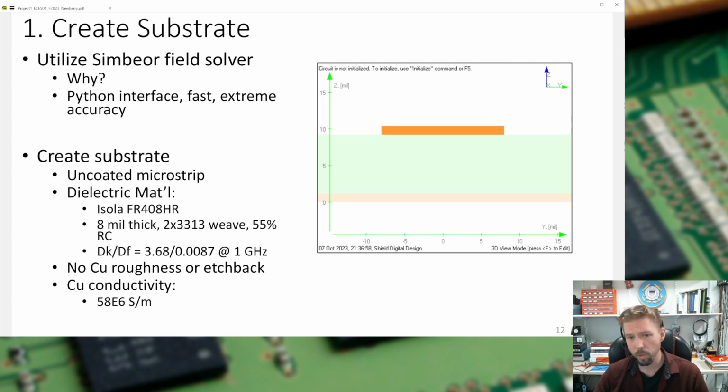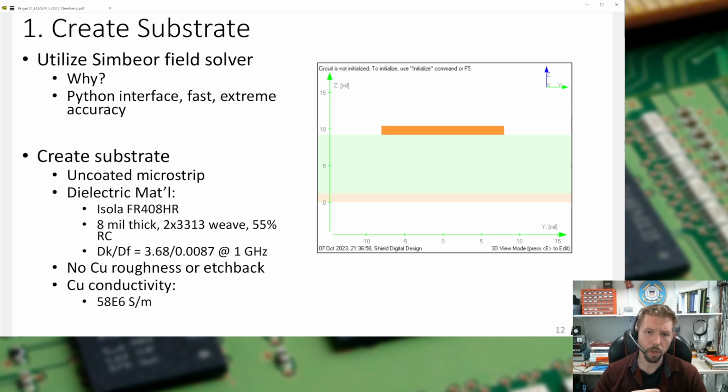Now it's not using an equation-based, analytical-based approach. It's using a solver. They call it the SFS solver. I believe it's either a boundary element method or a method of moments type of solver for 2D transmission lines. Also, it has a Python API, which is excellent to use, and it makes it very easy and quick to generate large data sets, and it's also very accurate.